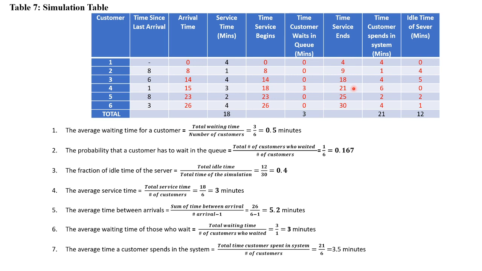Then the time the customer spends in the system, right? The customer came to the system at time 15 and left the system at time 21. So it's going to be 21 minus 15, that gives us 6. That is the time the customer spent in the system.